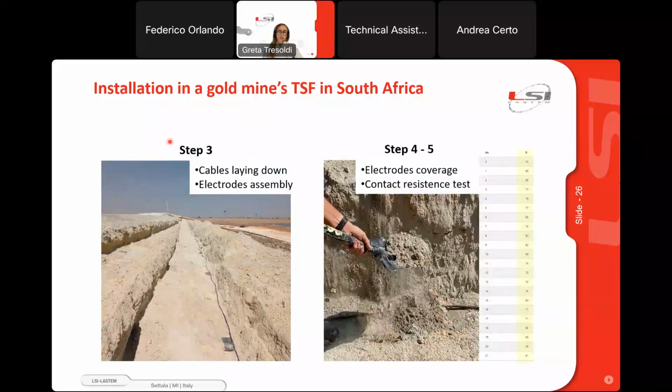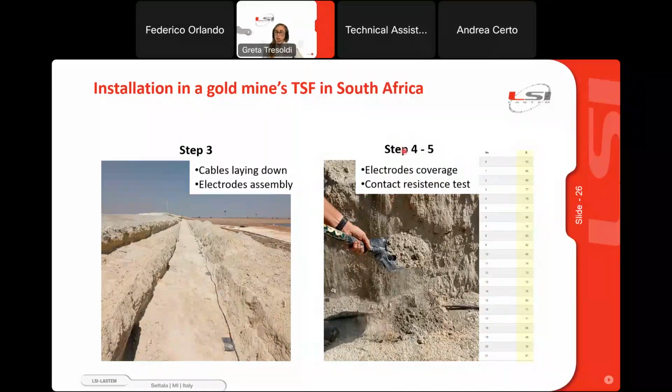Step 3 is the cables laid down and the electrodes assembly. Here you can appreciate how big is the trench compared to the cable and the electrodes. These are the stainless steel plate electrodes. In this case, the distance between the electrodes is 3 meters, with the total profile length of 141 meters and the total profile depth of 22.5 meters.